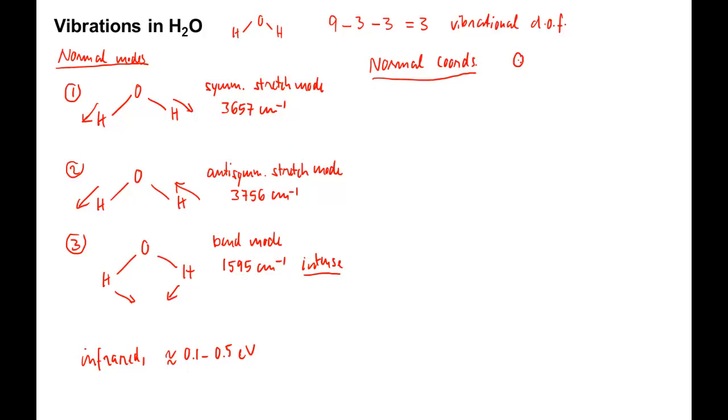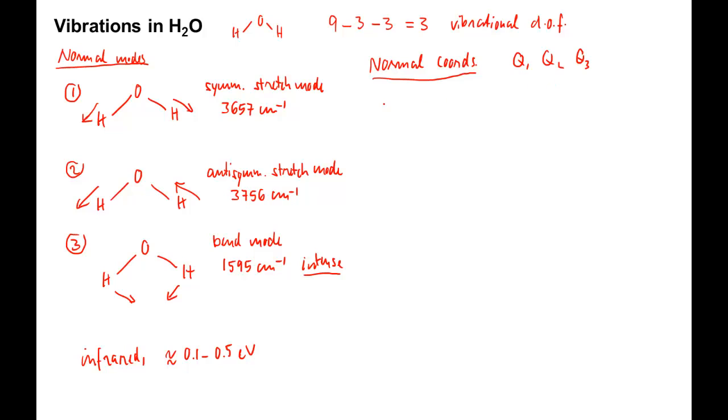And they're designated Q1, Q2, and Q3. These are linear combinations of displacements of the various atoms involved in a normal mode, which are additionally weighted by the masses of the atoms. That's why they're not labeled X, but Q instead. Even though these normal coordinates are not easy to visualize, the important thing here is that they're independent.